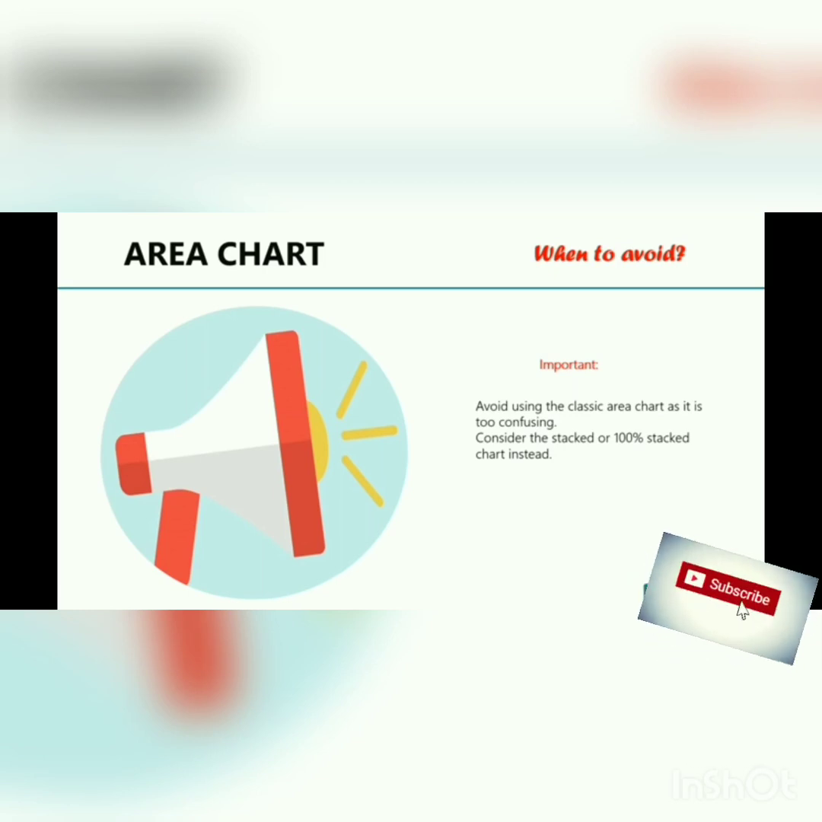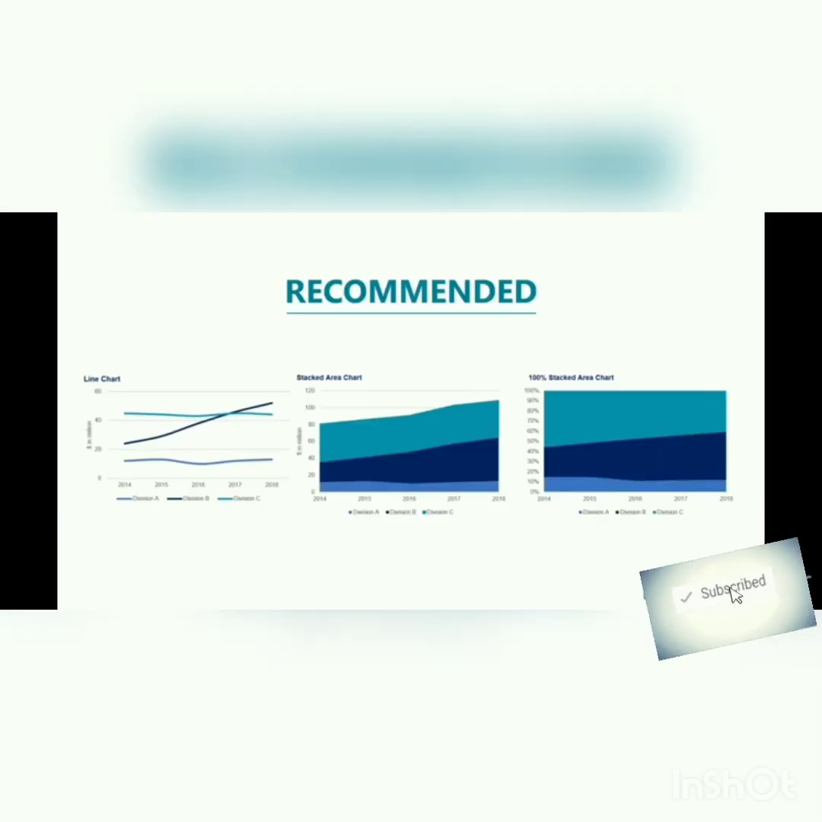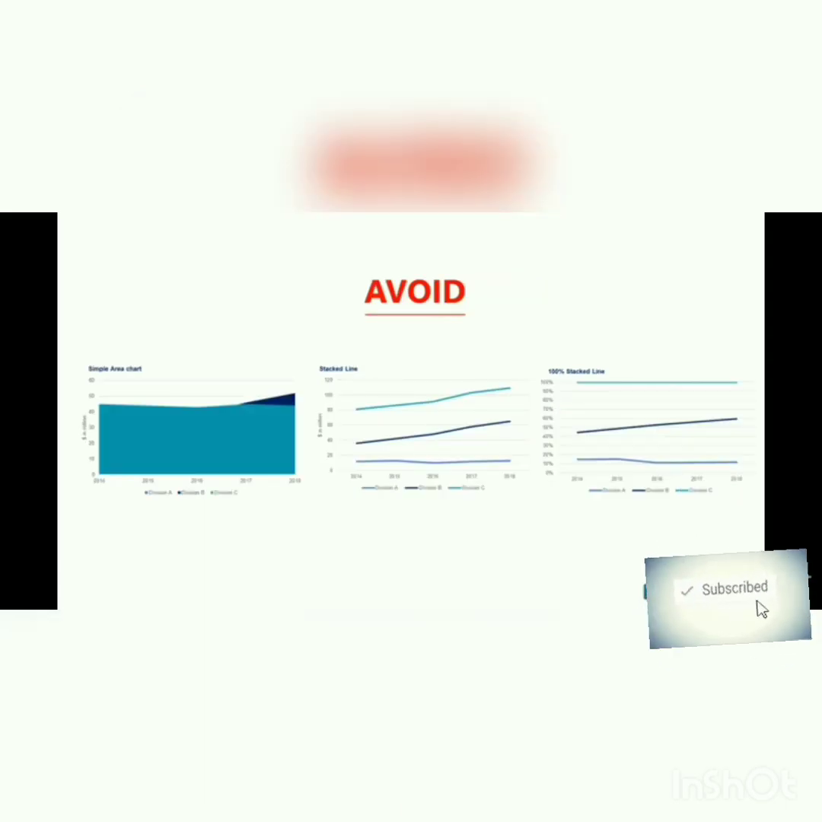If we wanted to show the development of revenues generated by each of the firm's divisions over time with a simple area chart, we could have something like this. I know, a nightmare. So, to recap, line and area charts function in a strange symbiosis between each other. It is recommended to use the line chart, stacked area chart, and 100% stacked area chart. We should avoid using area chart, stacked line chart, and 100% stacked line chart. Okay, great.